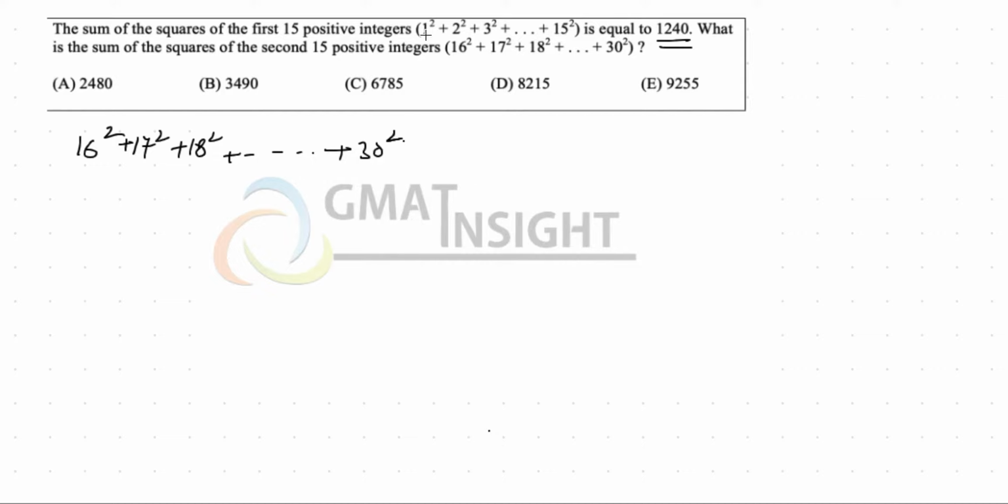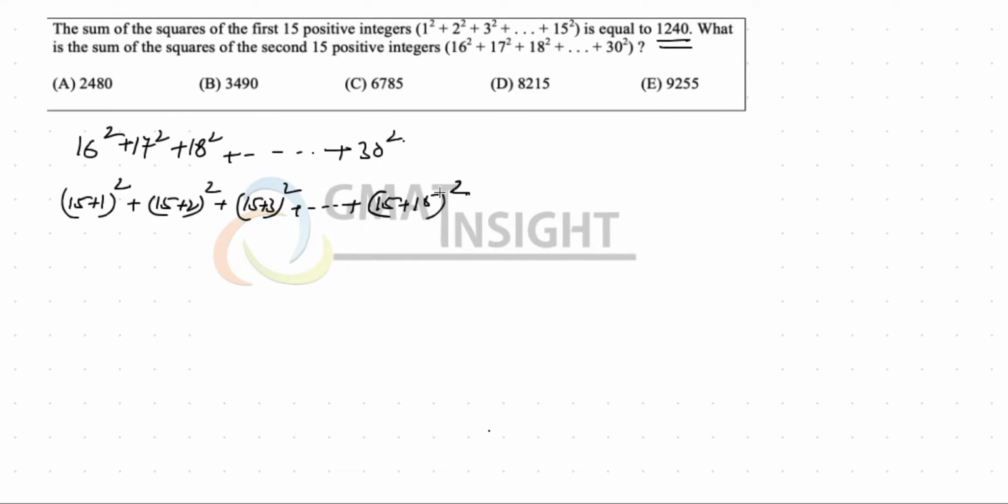The first method is because we have some given information and we want to utilize that given information, because the GMAT does not give you any information that is redundant. So let me write down all the numbers in this way. 16 can be written as 15 plus 1, so it becomes (15 plus 1) square. 17 becomes 15 plus 2, so I can write (15 plus 2) square. 18 can be written as 15 plus 3, and that way I'm writing every other number. So the last number will be written as 15 plus 15 and the square of it.